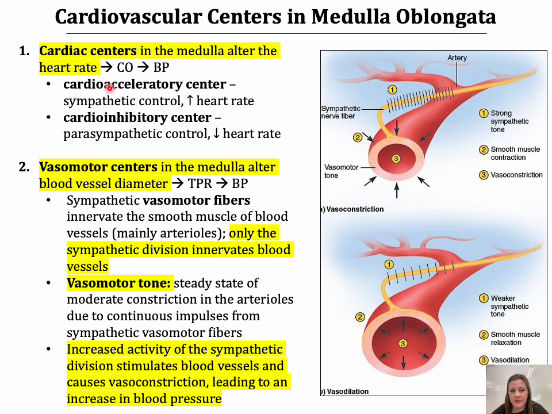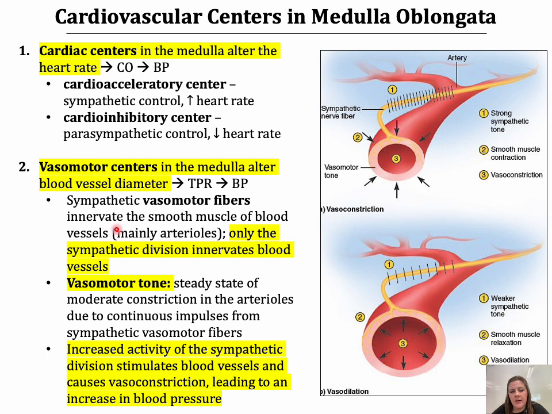Within that cardiac center, there's a cardioacceleratory and a cardioinhibitory center. These two centers here are being controlled by different components of the autonomic nervous system. So cardioacceleratory to accelerate or increase the heart rate, that's under sympathetic control. Cardioinhibitory, that's under parasympathetic control because that effect decreases the heart rate. But these neurons, this nervous tissue is originating in the medulla oblongata, and then they travel to the heart to either increase or decrease the heart rate. So different things are going to activate or inhibit these particular centers, which in turn affect the heart rate.